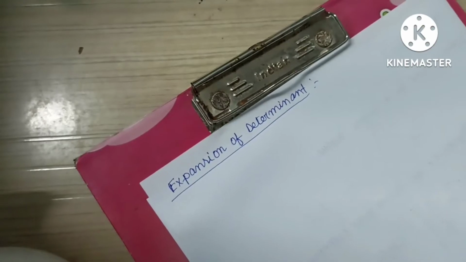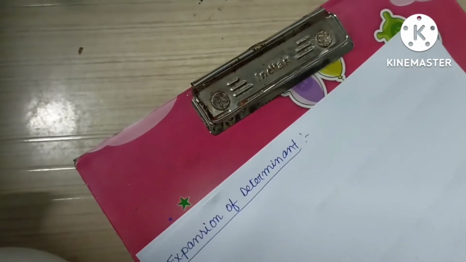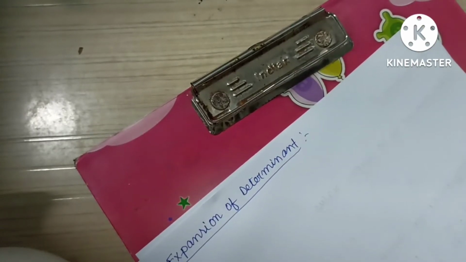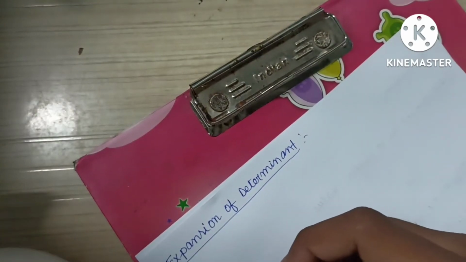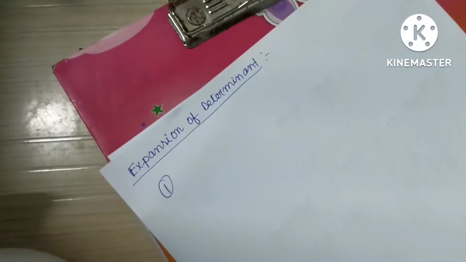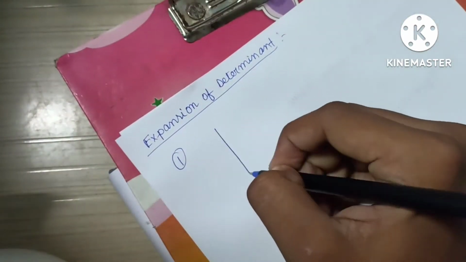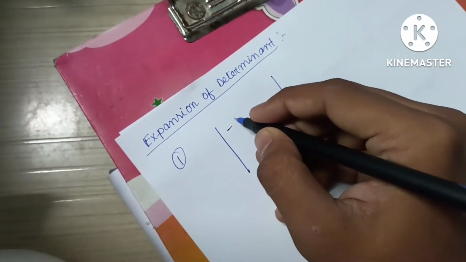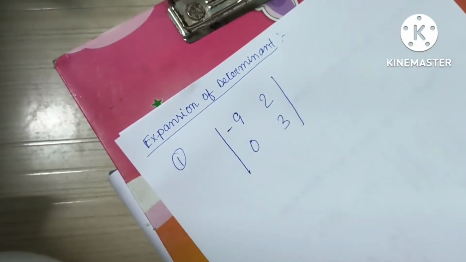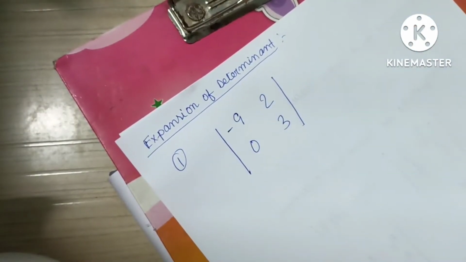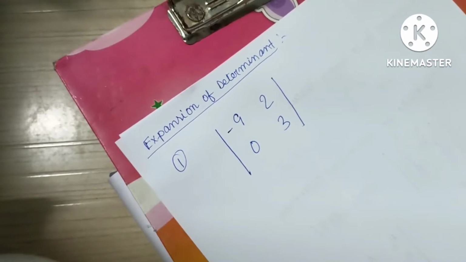So let's move forward with the next topic, that is expansion of determinants, or we can say how we will solve determinants. So let's just take a second order determinant first. So second order determinant, let us take here 9, 0, 2, 3. So this is a second order determinant. Why do you call it second order? Because there are 2 rows and 2 columns.